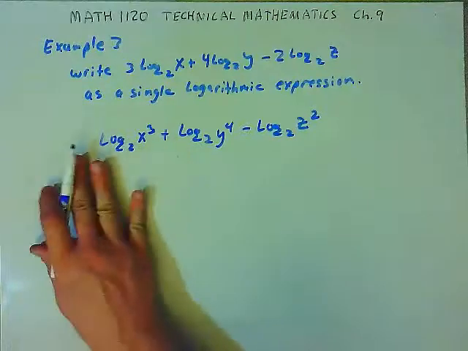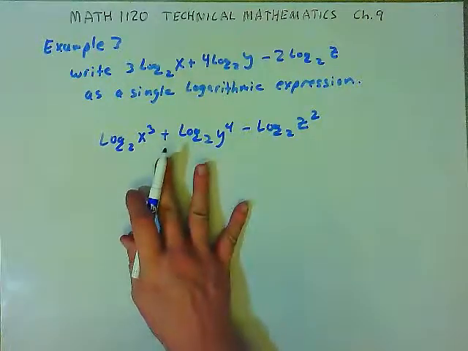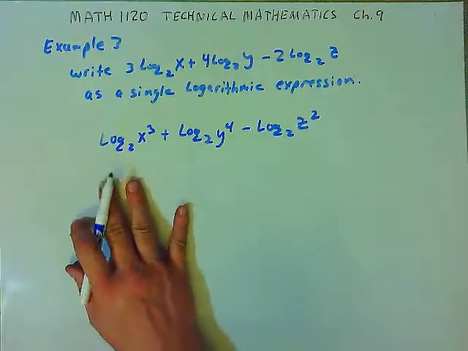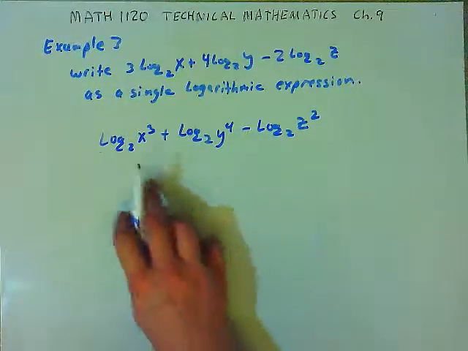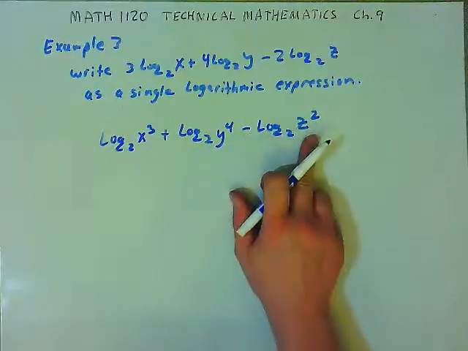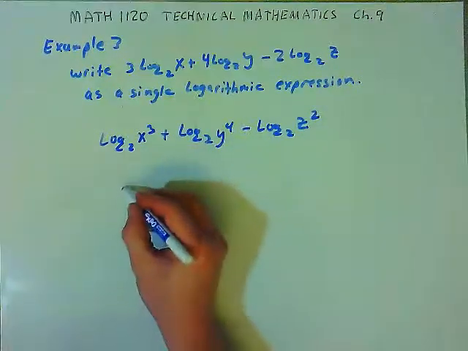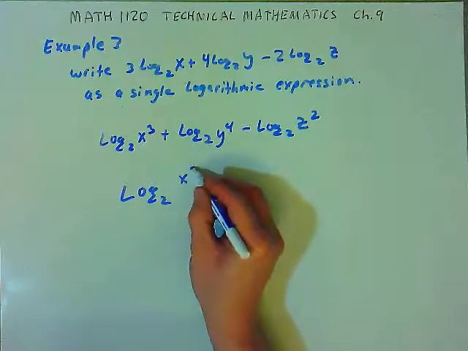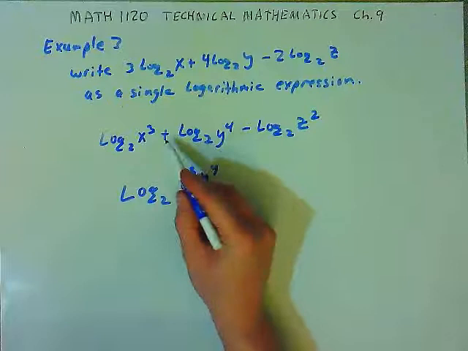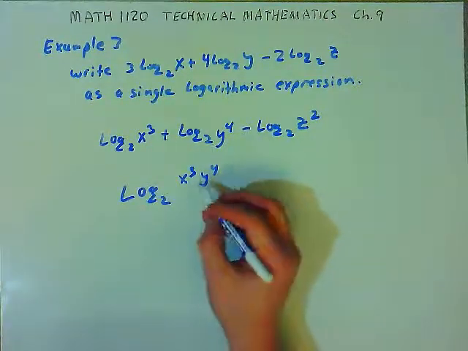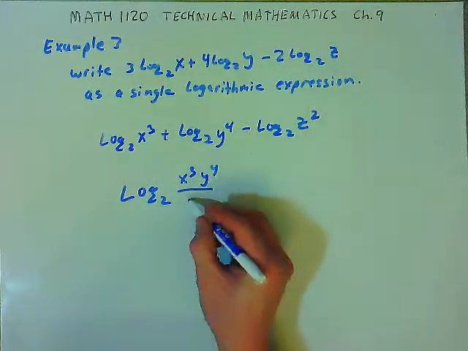Now that I've gotten rid of the multipliers out front, I see I have pluses and minuses. I can rewrite this as a single logarithm of multiplication and division. So anything that's being added will be multiplied, and anything that's being subtracted will become division. And so the single logarithm will be log base 2 of x to the 3rd, y to the 4th. Again, they were being added, so I multiply them. This is being subtracted, so I'm going to divide by z squared.